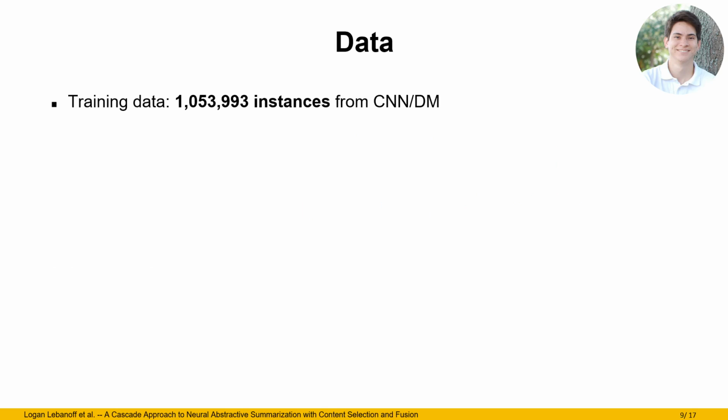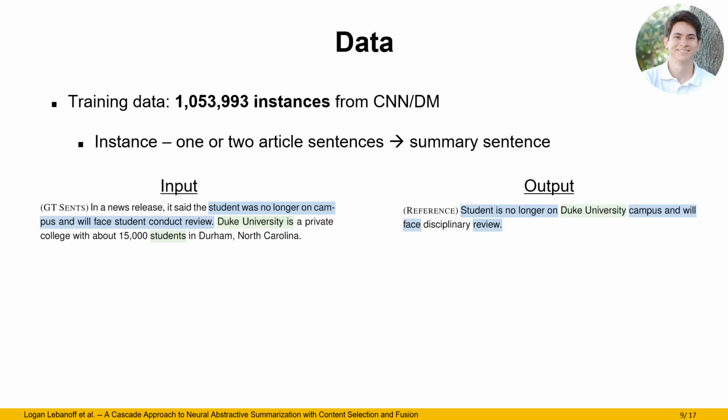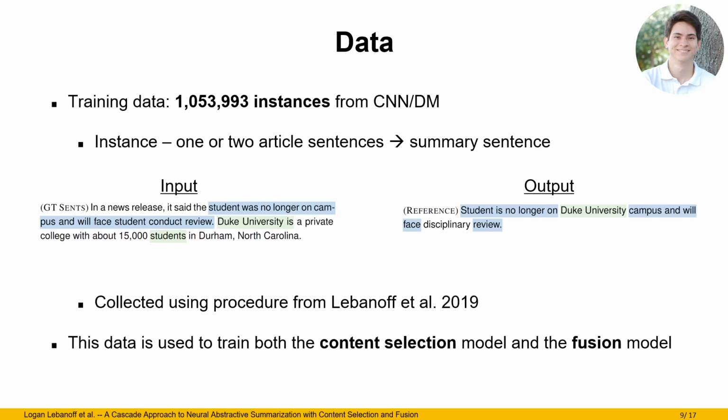For training data, we use 1 million instances taken from the CNN Daily Mail dataset. The instances each look like this, where the input is one or two article sentences taken from the article, and the output is their corresponding reference summary sentence. These are collected using the same procedure from our previous work in 2019. This data is used to train both the content selection model and the sentence fusion model.